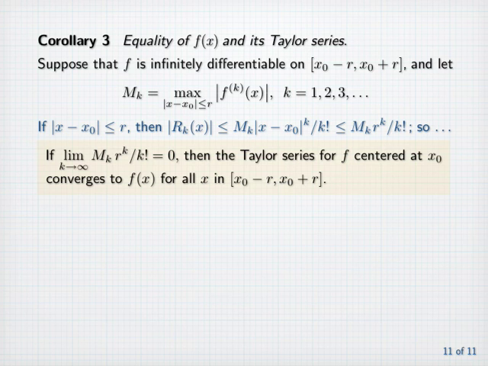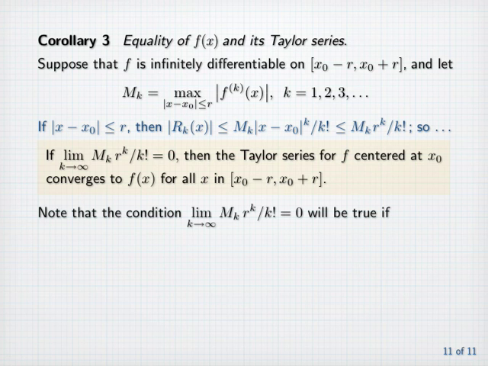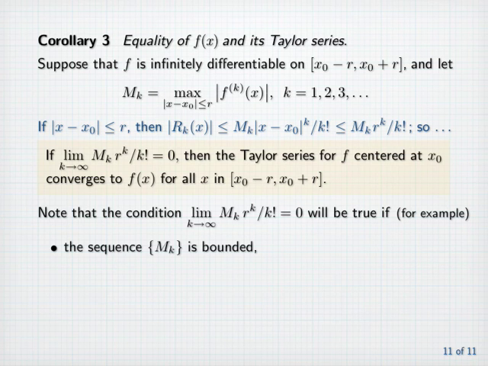Also, if r is less than 1, then the r to the k factor actually helps the sequence converge to 0, again, provided that capital M sub k does not grow too fast. So let's note that the condition, limit as k goes to infinity of M sub k times r to the k divided by k factorial equals 0, will be true if, for example, the sequence capital M sub k is bounded, which is true for functions like sine x, cosine x, e to the x, for any positive r. And note that this is exactly the assumption that we made in the previous lecture when we assumed that there was a bound on capital M sub k that was independent of k.